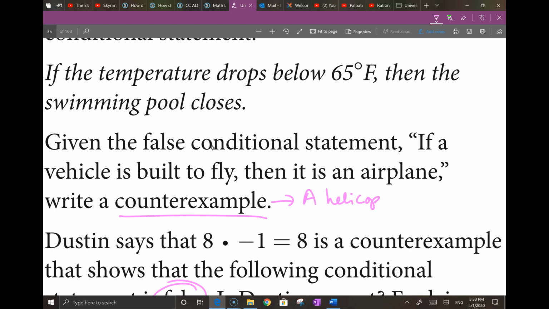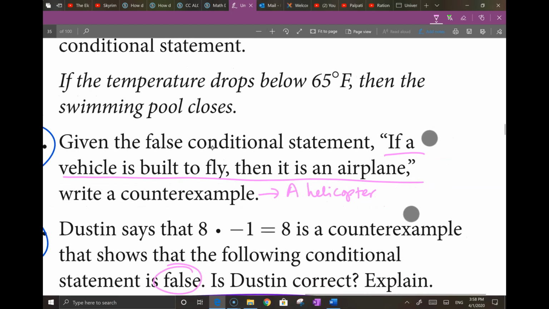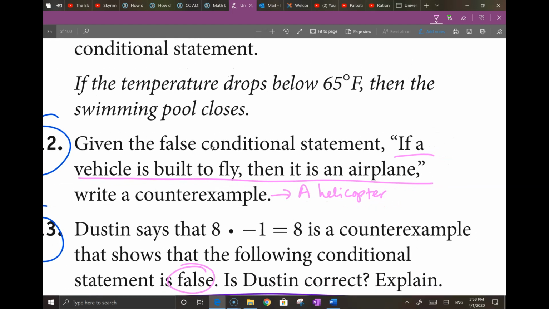So the counterexample would be a helicopter. And because we're able to come up with one counterexample, that means that the original statement, which is a vehicle built to fly is an airplane, is false. And you already knew that because it said so in the beginning. False conditional.